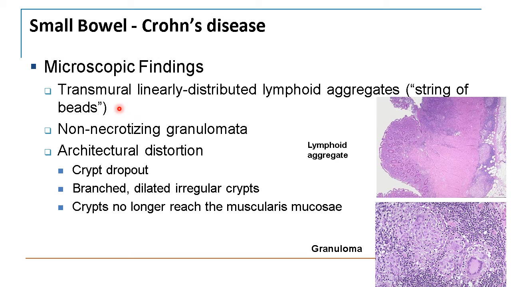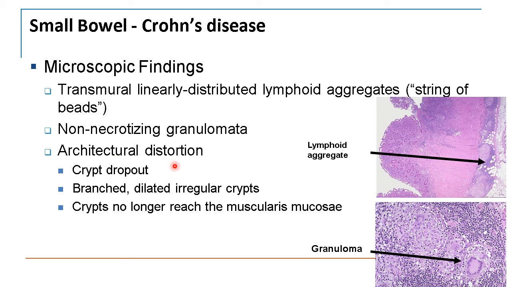Microscopically, as we said, there are transmural, linearly distributed lymphoid aggregates called strings of beads, and there are non-necrotizing granulomas. These are granulomas with characteristic giant cells. They are non-caseating granulomas, not like those of tuberculosis. These are the lymphoid aggregates, linear lymphoid aggregates, strings of beads.